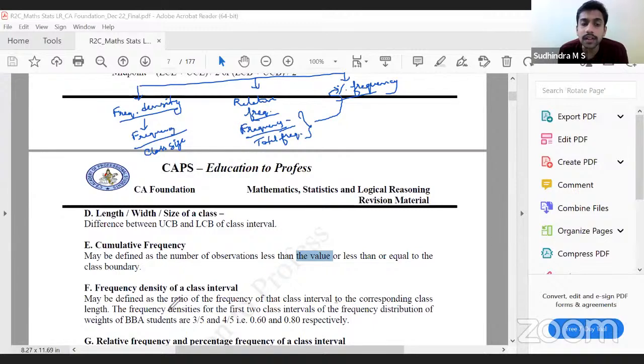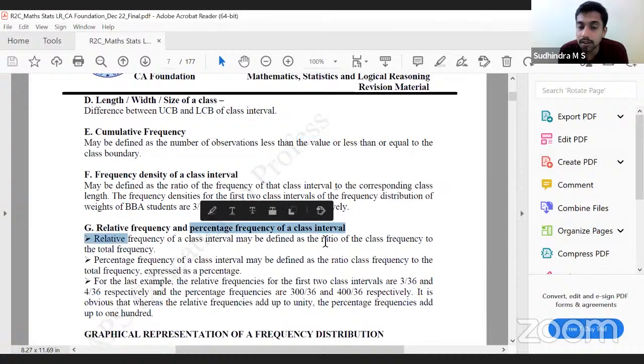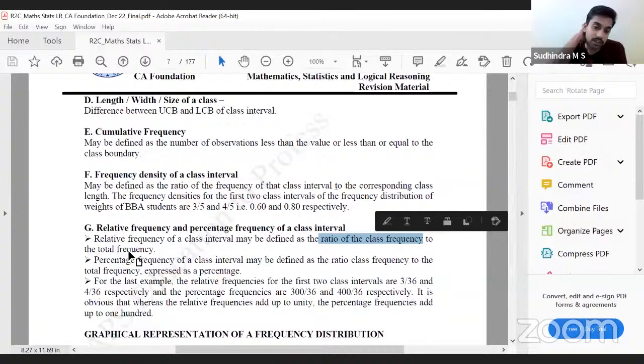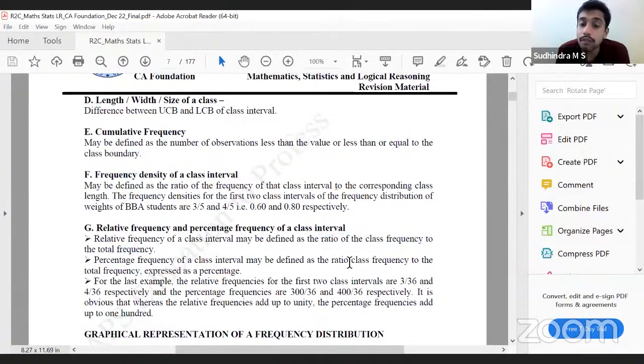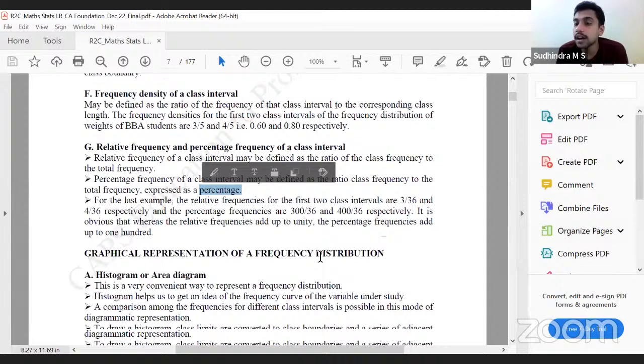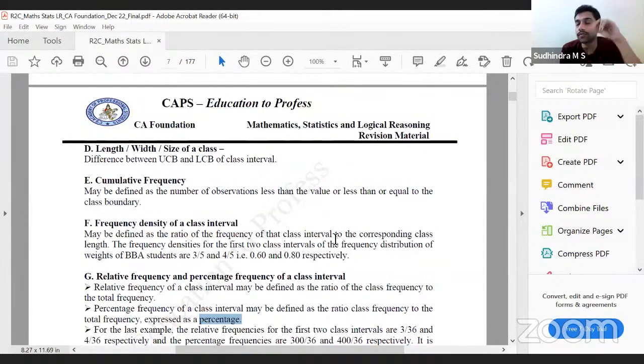So frequency density may be defined as ratio of frequency of that class interval to the corresponding class length. Frequency density for the first two class intervals, these are in our example. Relative frequency of a class interval may be defined as ratio of class frequency to total frequency. Percentage frequency of a class interval may be defined as ratio of class frequency to total frequency expressed in percentage. These are the different concepts that we had to learn in case of frequency distribution.